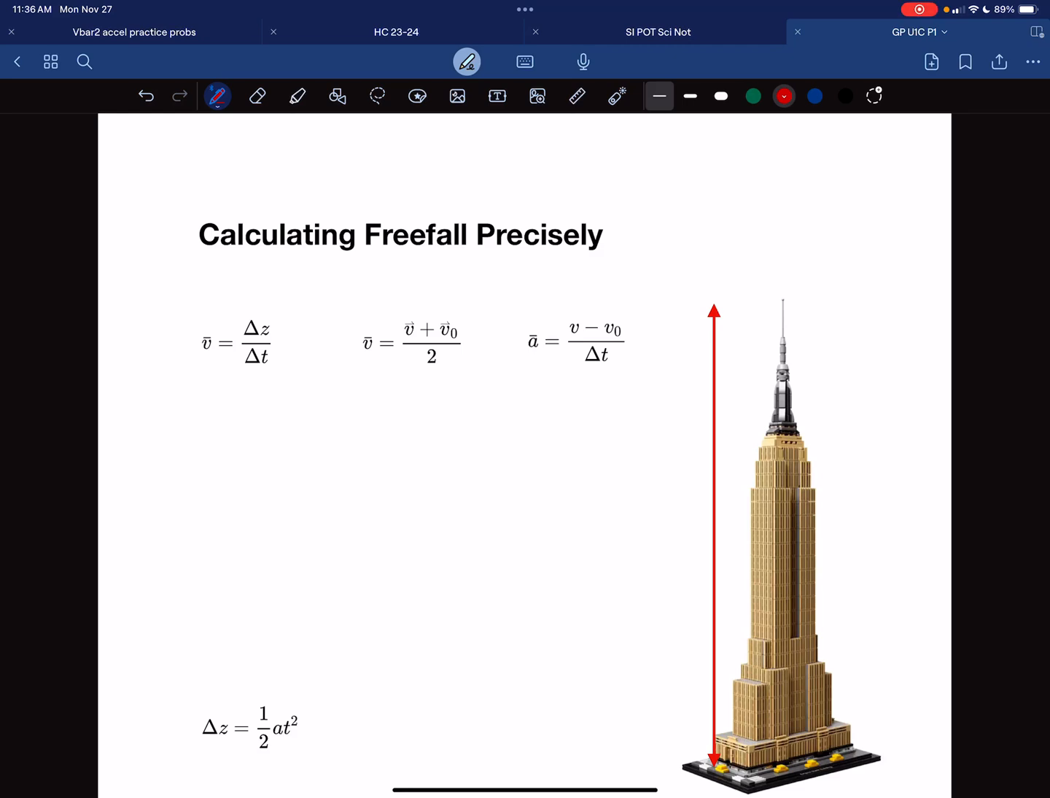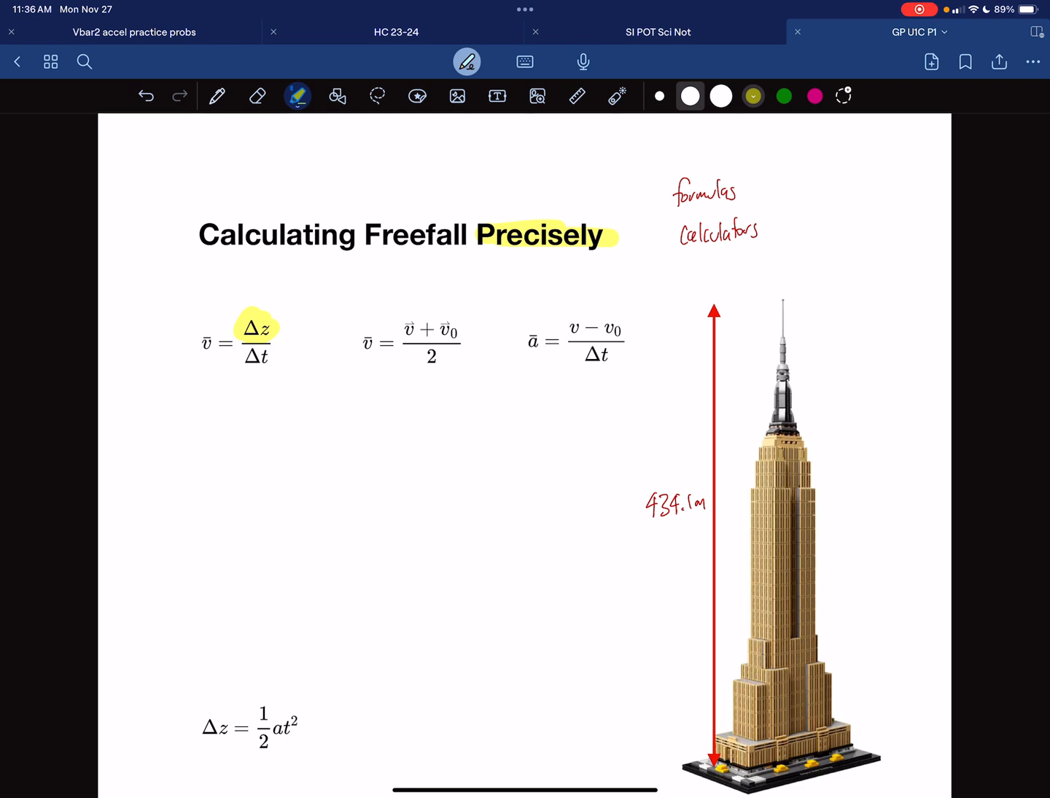In this video, we are going to now look at how to calculate the free fall values precisely. And so that means using formulas, and it means using calculators. So let's look at the things we know. We looked up and found out the delta Z, and that delta Z is 434.1 meters. So we know delta Z.